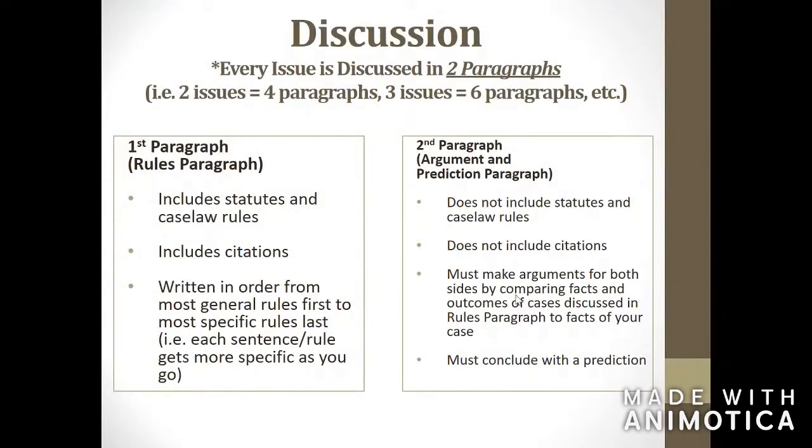Then we get on to the second paragraph for an issue. We call that the argument and prediction paragraph, as I've said. And what are the differences? This does not include statutes and case law rules. Your statutes and your case law rules are in the rules paragraph. They do not belong in the argument and prediction paragraph. Similarly, they don't include citations. Your citations are in your first paragraph, your rules paragraph. They don't belong in the second paragraph for a legal issue.